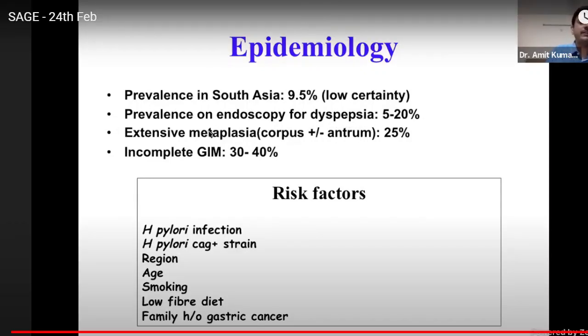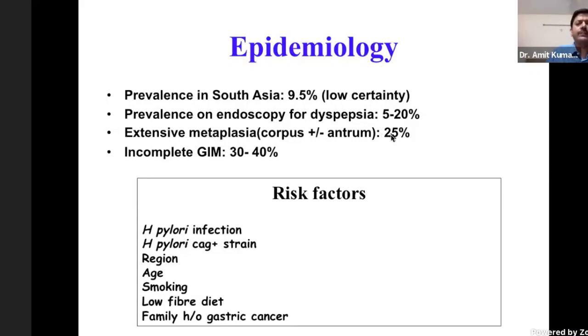Among the intestinal metaplasia in the stomach, about 25% may be extensive where the body is involved. The remaining 75% will be limited to the antrum. 30 to 40% may be incomplete. The remaining will be complete metaplasia. The most important risk factor obviously is H. pylori infection, especially the CagA positive strain. Then there are other risk factors as well, like increasing age, smoking, family history of gastric cancer, etc.